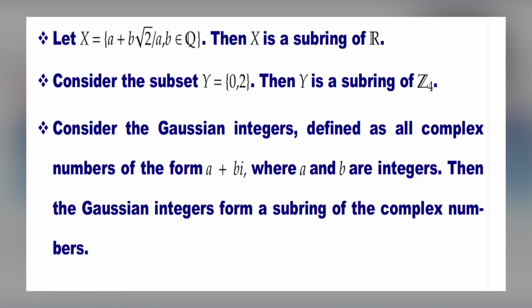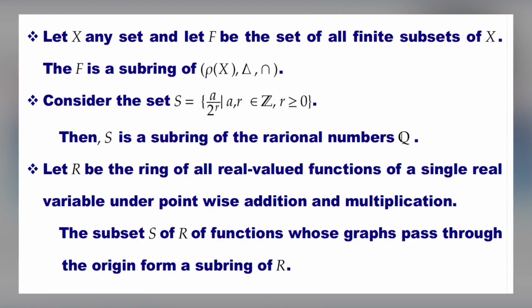Consider the subset Y equal to the set {0, 2}. Then Y is a subring of Z4. Consider the Gaussian integers, defined as all complex numbers of the form a plus bi, where a and b are integers. Then the Gaussian integers form a subring of the complex numbers. Let X be any set and let F be the set of all finite subsets of X. Then F is a subring of P(X) under symmetric difference and intersection.